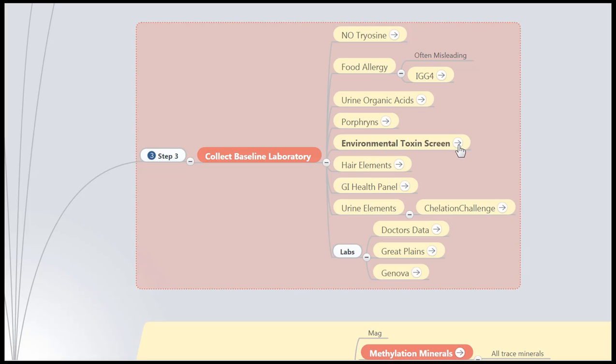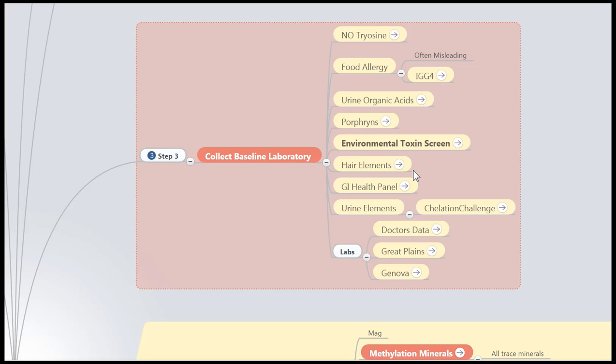Environmental toxin screen, there's a new one they have that's very comprehensive. It's going to show you all of the soluble types of toxins, pesticides, household cleaners, etc. Heavy metals is often a problem, and you can do a hair elements. Now don't rely on that for mercury because it doesn't work very well, but it'll also give you some nutritional information. I think the best one is Doctor's Data.